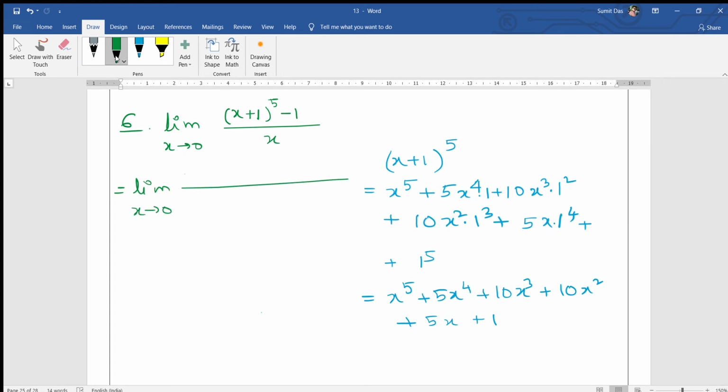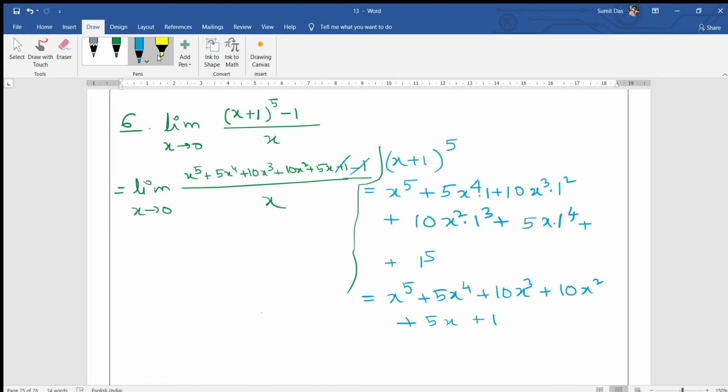Instead of x to the power x plus 1, it will be x to the power 5 plus 5x to the power 4 plus 10x cube plus 10x square plus 5x plus 1, and if this minus 1 will be here. And denominator it will be x. So you can see 1 cancel. Whenever 1 cancel, look, all the numbers have x, right?